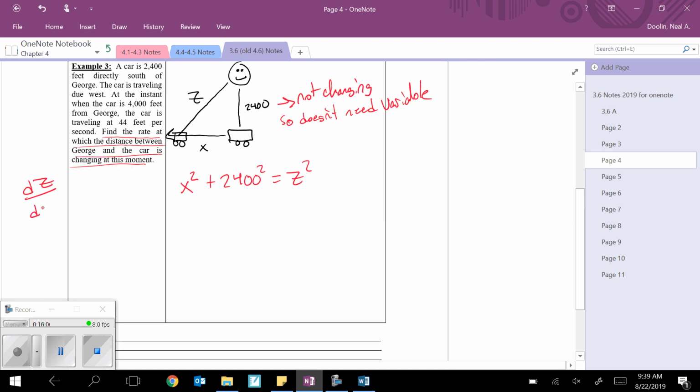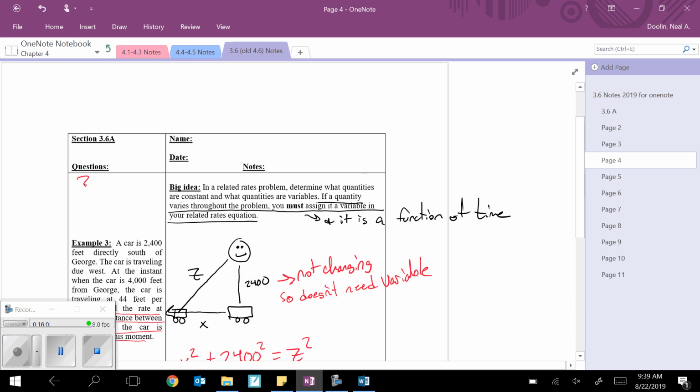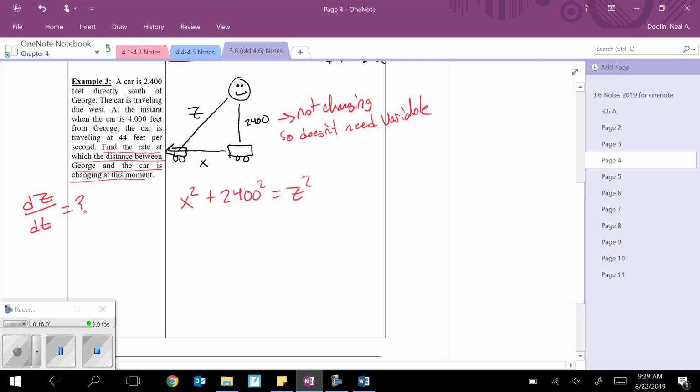Stop. I must be hitting something with my palm that makes it do that. I don't know. So we want to get to dz/dt.